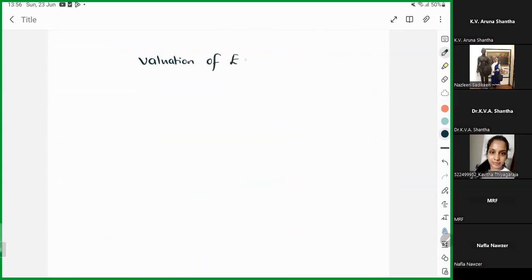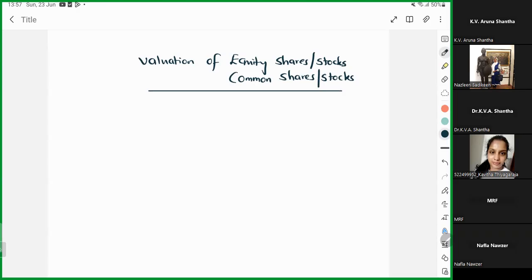Valuation of equity shares. Equity shares we call common shares, or equity stock, or common stock. These are alternative terms we usually use.